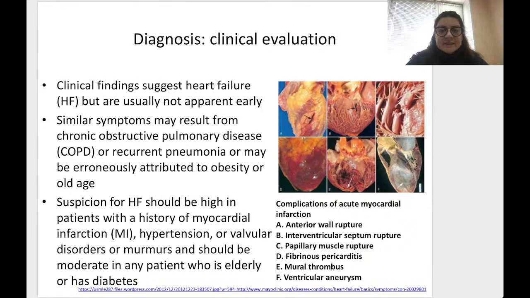Picture B, it is interventricular septum rupture. Picture C, it is papillary muscle rupture, a very dangerous and very often seen symptom. Picture D, it is fibrinous pericarditis. Picture E, it is mural thrombus. And picture F, it is ventricular aneurysm. All of them can lead to acute or chronic, in different forms, heart failure.